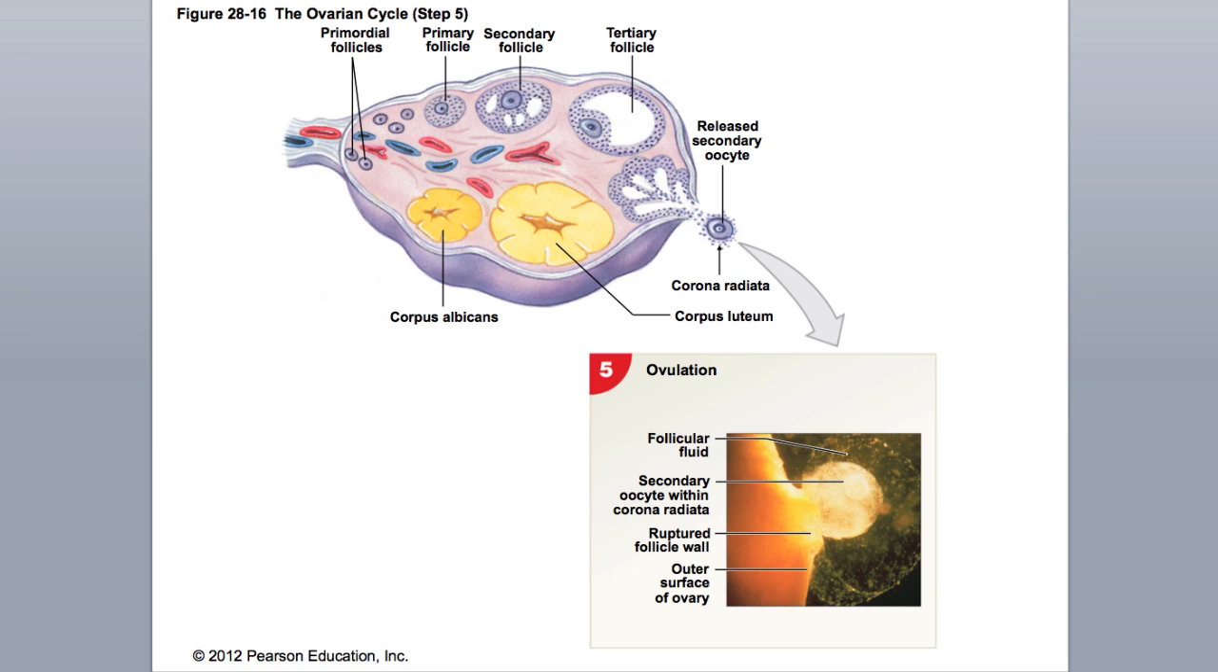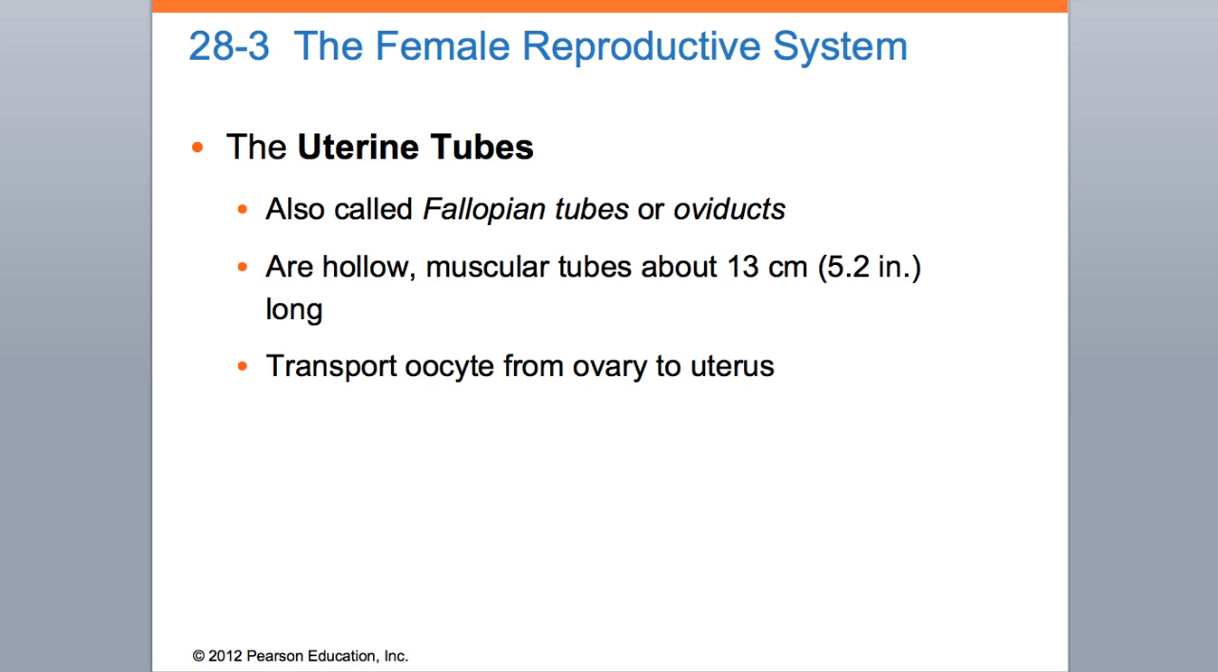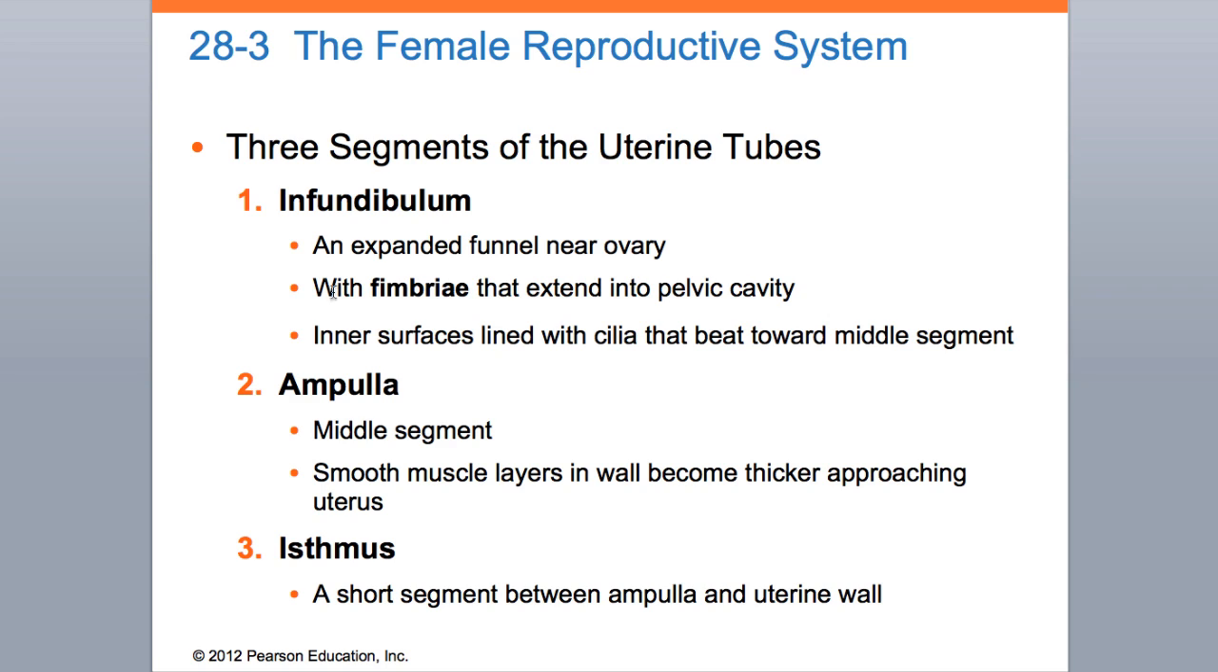Next slide. Okay, we already know about the fallopian tube. Next slide. This slide right here, I want you to keep in mind. I've already mentioned this earlier. The isthmus of the fallopian tube is typically where fertilization will occur.